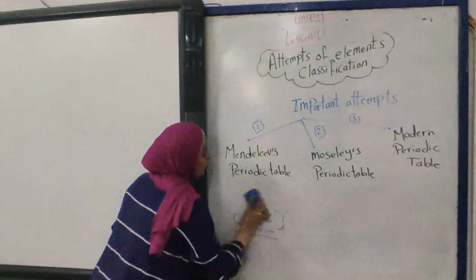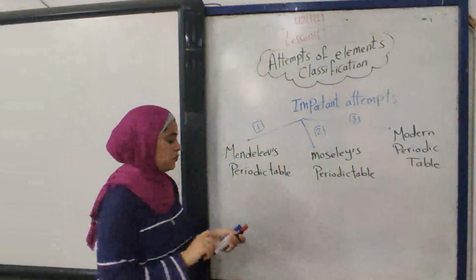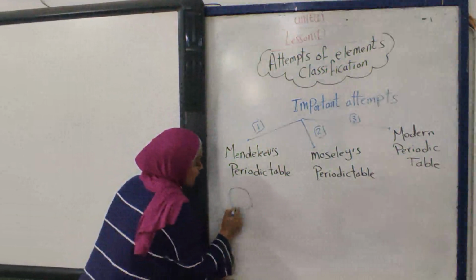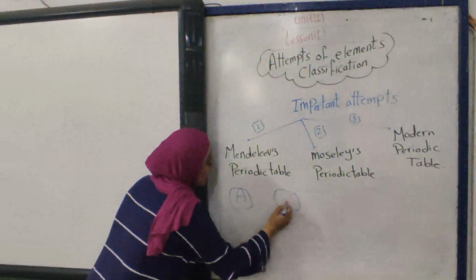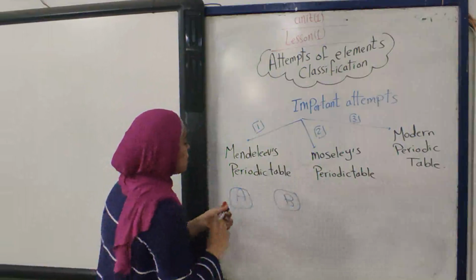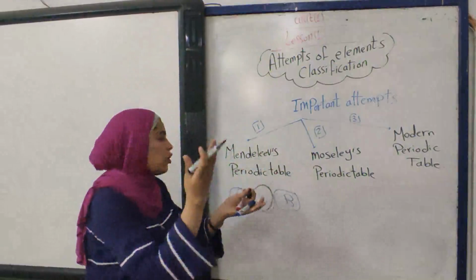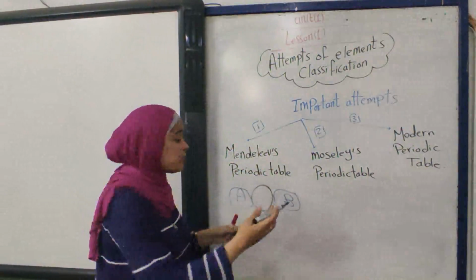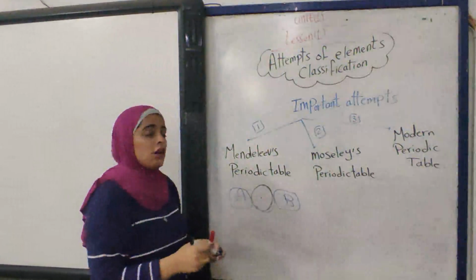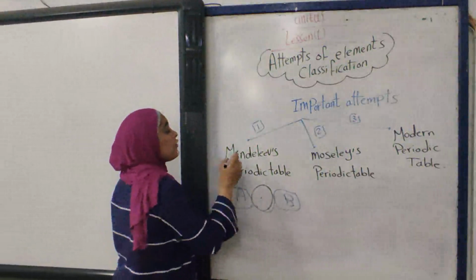Advantage of Mendeleev's table: he left gaps between elements like this. This is element A and this is element B. He left gaps between two elements because a new element would be discovered and put there. Okay. This is the advantage of Mendeleev's table.